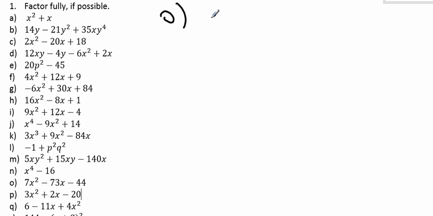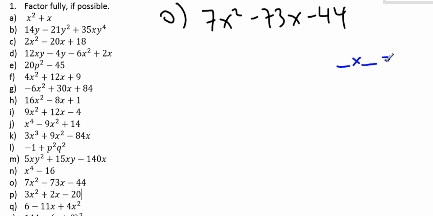O is next. 7x squared. Now, I know I can't common factor because the only thing that even divides 7 is 7, and 44 is not a multiple of 7. So I'm going to have to try multiplying or factoring by decomposition. So I need two numbers that multiply to negative 308 and add to negative 73.